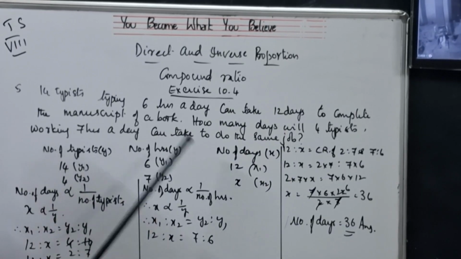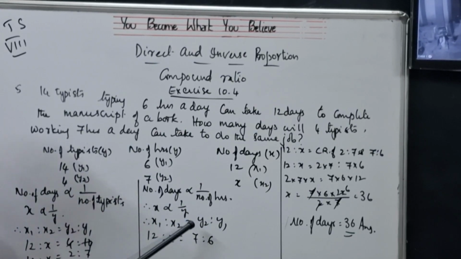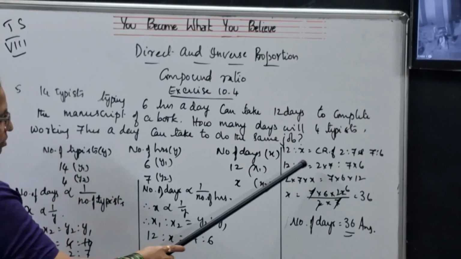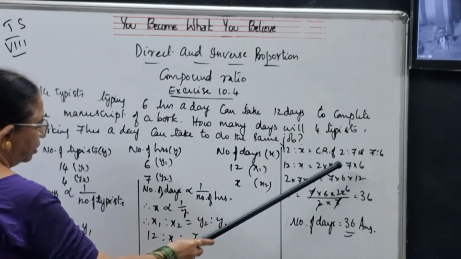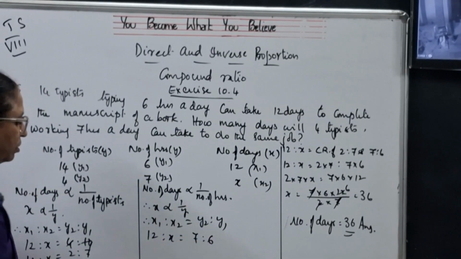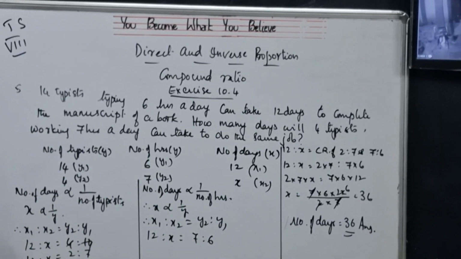Now number of days and number of hours are also inversely proportional. So X is inversely proportional to Y. X1 is to X2 is Y2 is to Y1. So 12 is to X is 7 is to 6. So compound ratio: 12 is to X is equal to compound ratio of 2 is to 7 and 7 is to 6. So 12 is to X is equal to 2 into 7 is to 7 into 6. X is equal to, I got 36 days it takes to complete the job, children.